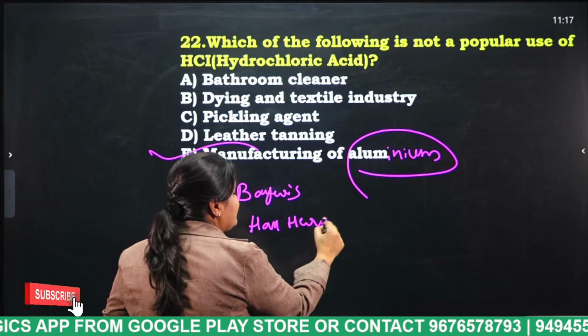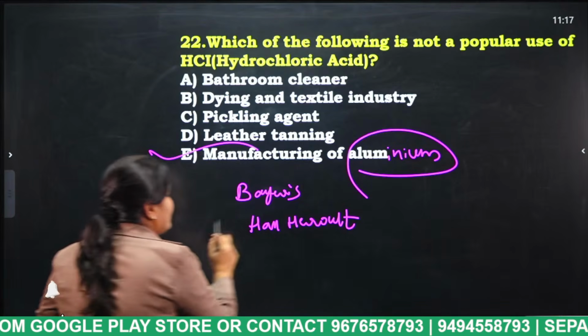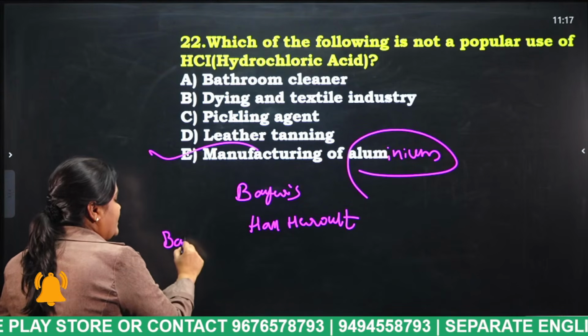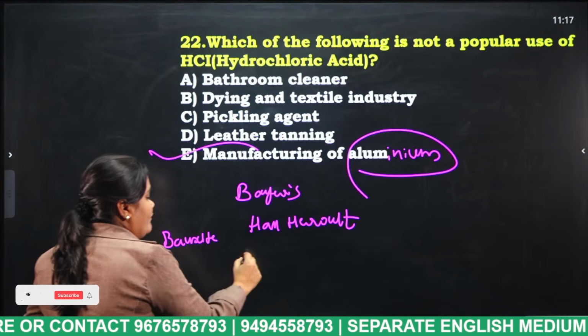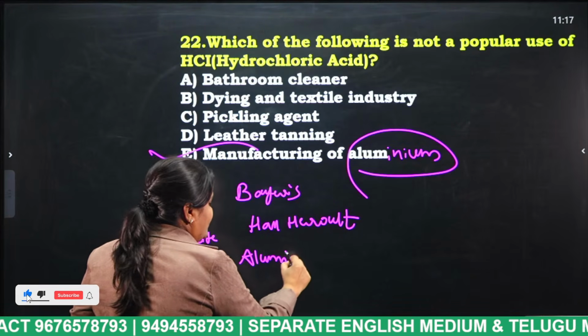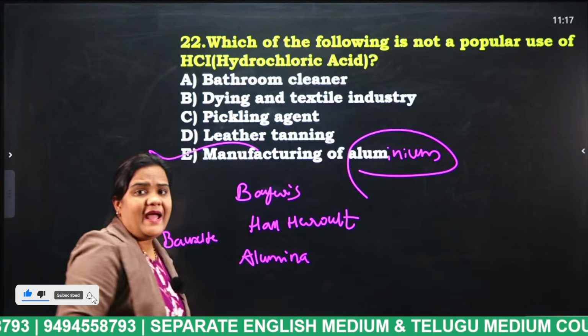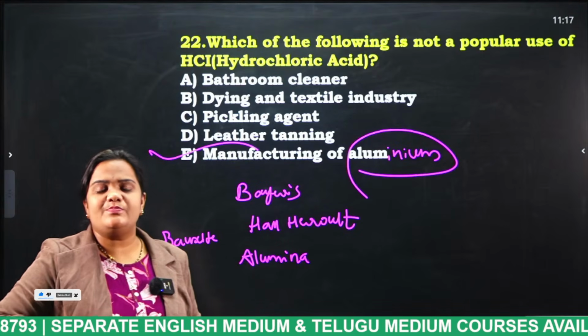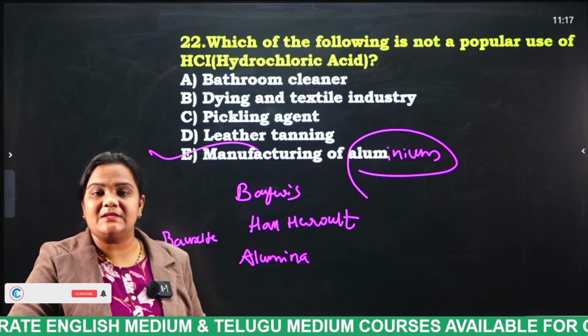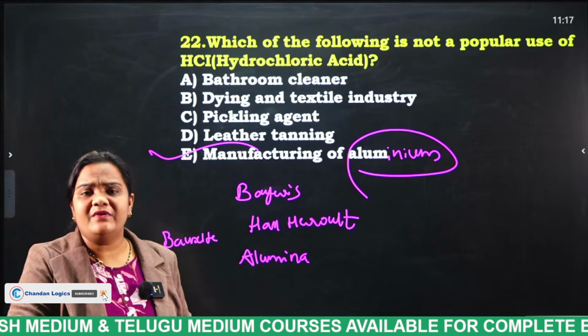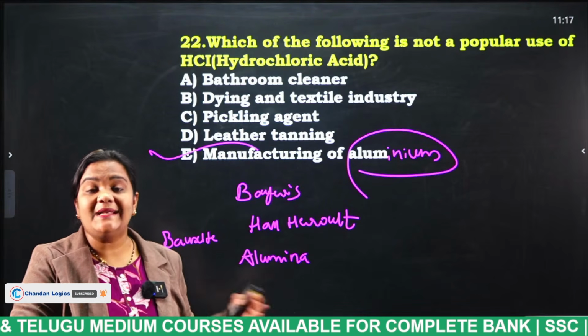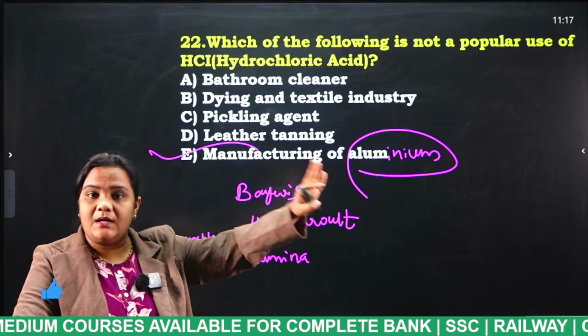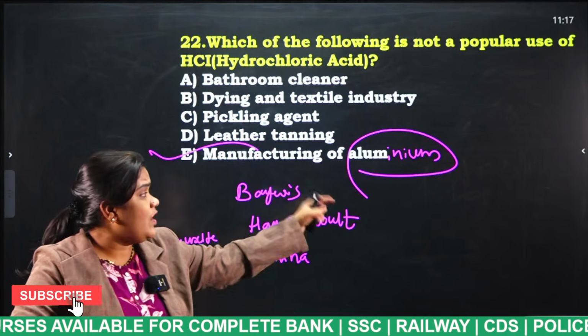Yesterday only we have discussed. So what happens in this? Aluminium or bauxite. Okay, this alumina, when we add chlorine gas, what happens here? Alumina. What is this Bayer's process? Bayer's process is nothing but what? Alumina. If we heat the alumina, we will get what? Aluminium.